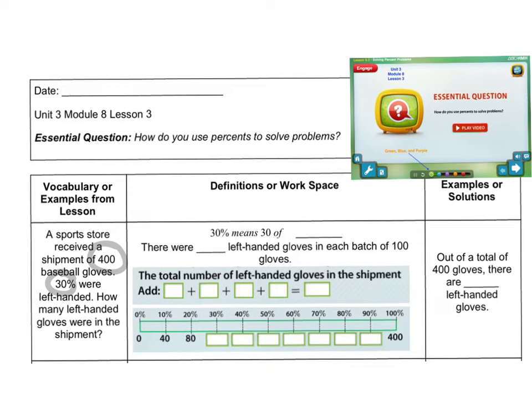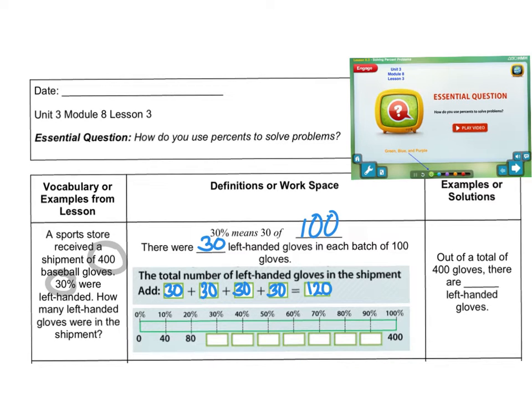So 30% means 30 out of 100. Remember, 30% means per 100. So there were 30 left-handed gloves in each batch of gloves. So we can figure out for each of those 100 gloves in that 400, there will be 30 that are left-handed. So our first 100, there's 30 in that 100, 200, another 30, 300, another 30, and 400, another 30, which gets us to 120.